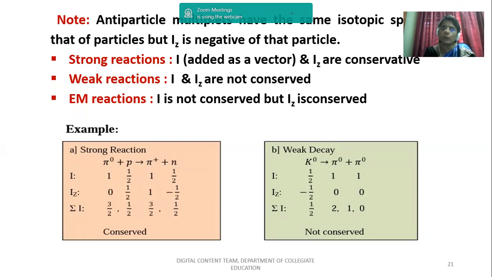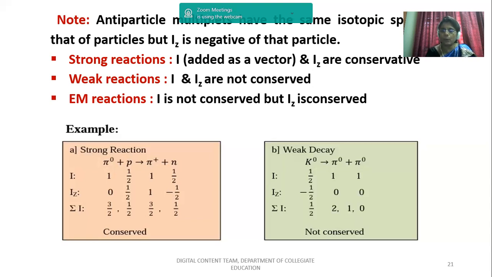So this is what you are going to understand about conservation of isotopic spin, or isospin, which we apply for various nuclear reactions, and we see that they are getting conserved, and that confirms the conservation of isotopic spin in a particular nuclear reaction. If the total isospin on the left hand side is not equal to the right hand side, we say the conservation law has failed.